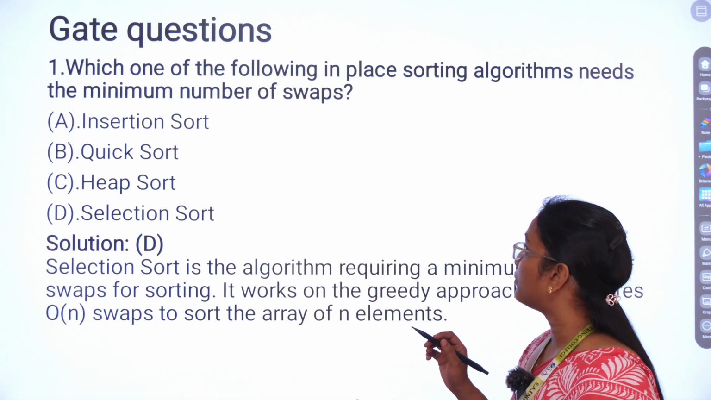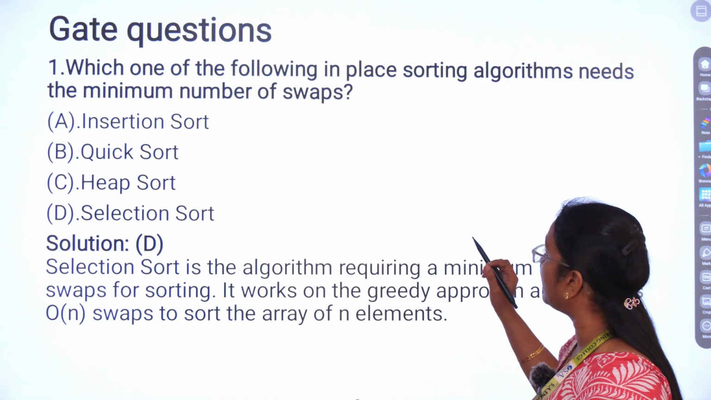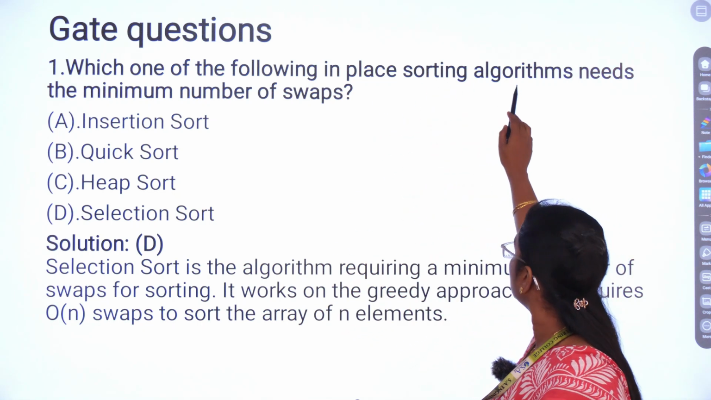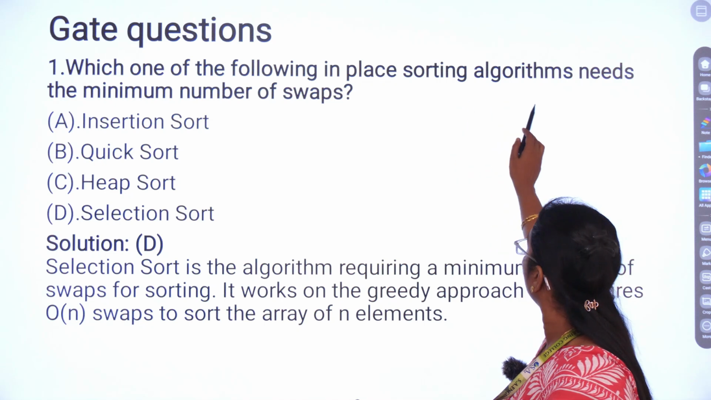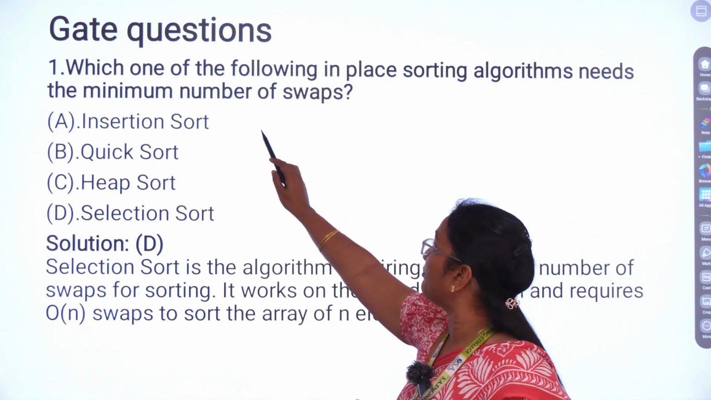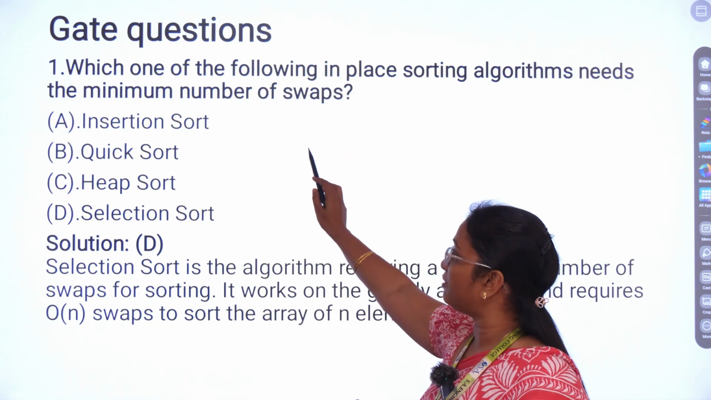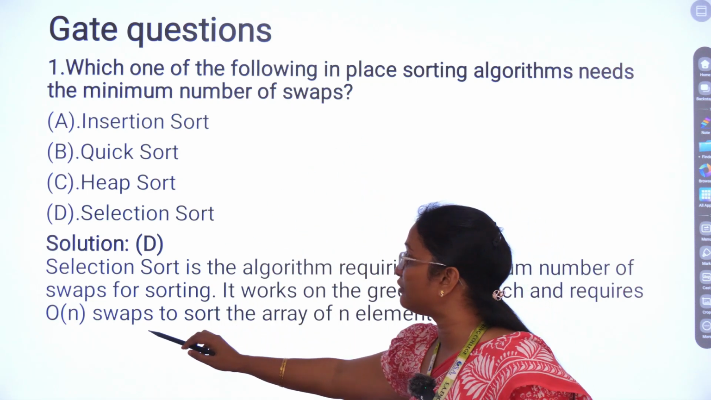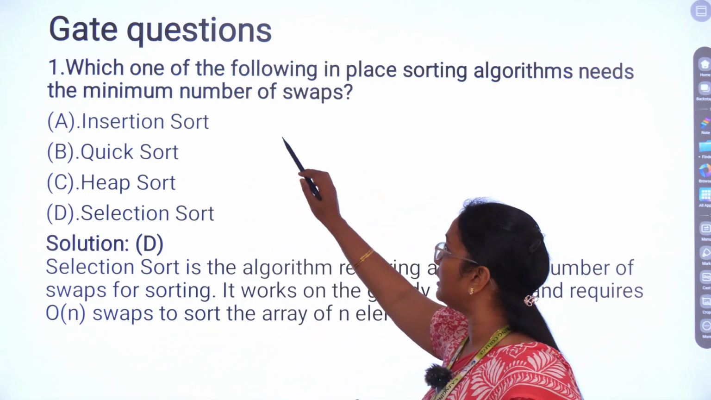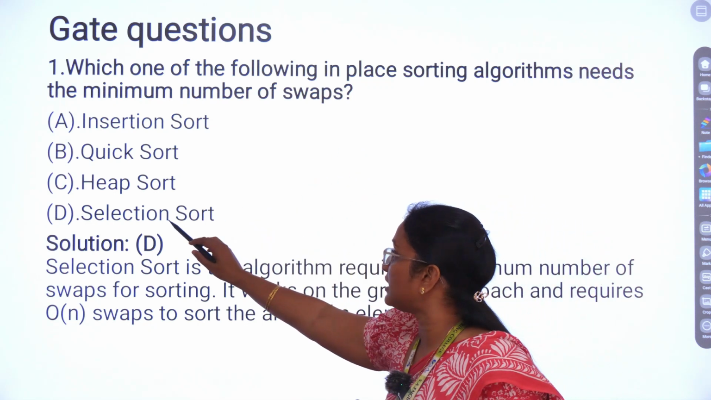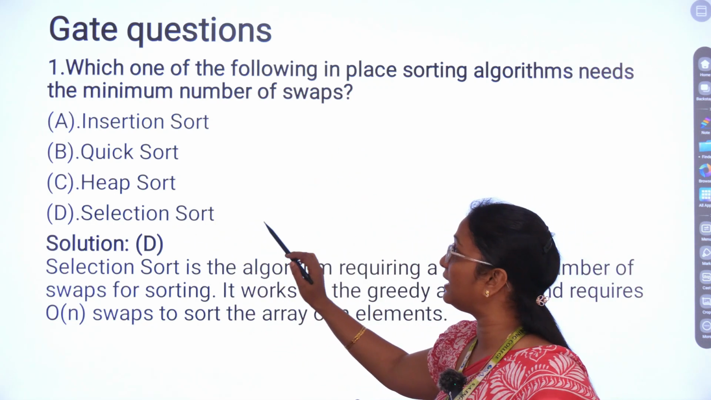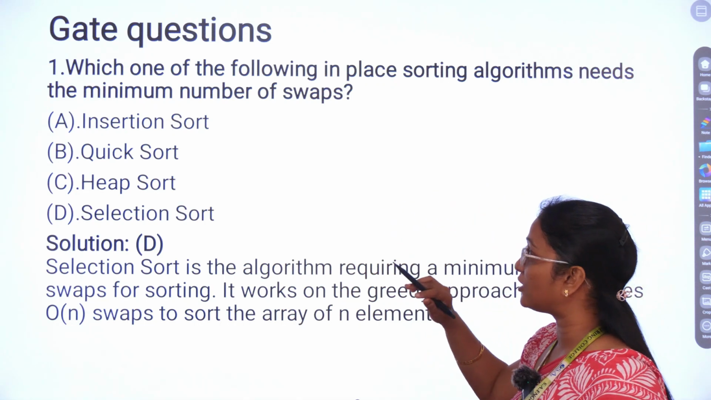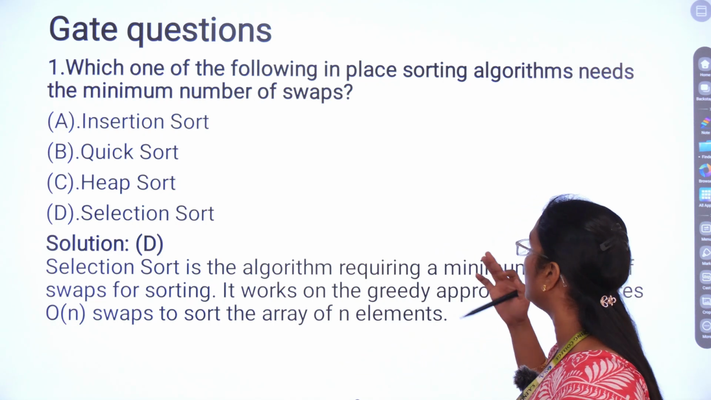First question, which one of the following is in place? I already said selection sort algorithm is also called an in place sorting algorithm. In place sorting algorithm needs the minimum number of swaps. Already I said before, the number of swaps in selection sort follows the order of n. So in this the answer is selection sort, because selection sort only follows the minimum number of swapping operations to sort the unsorted array into a sorted array.